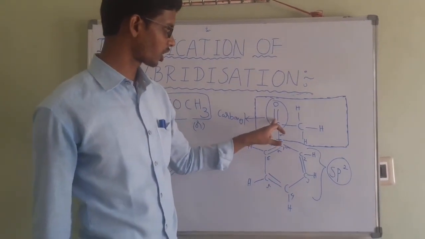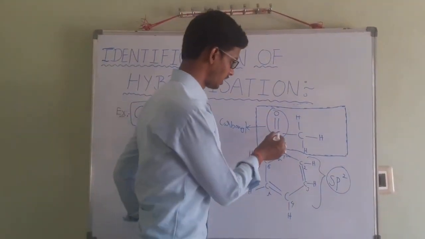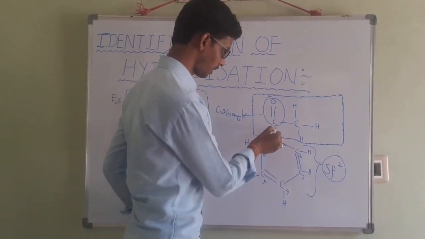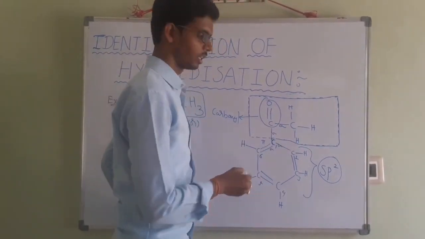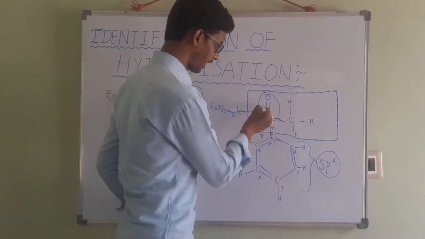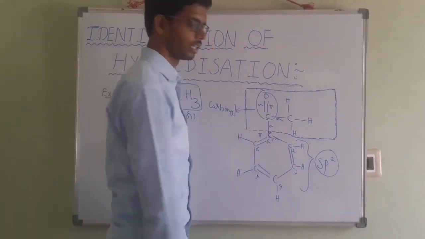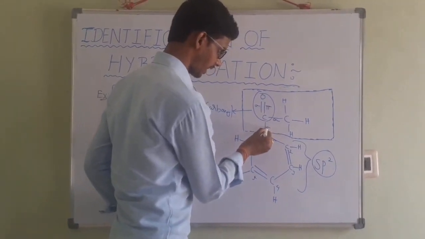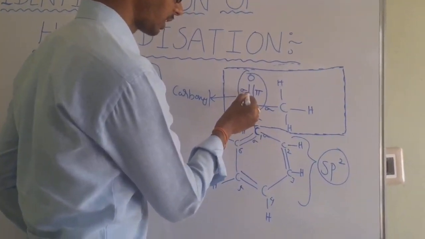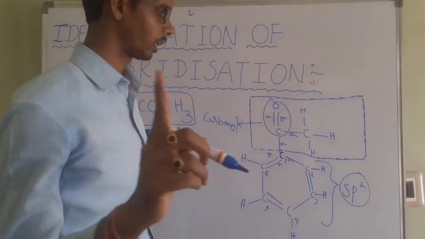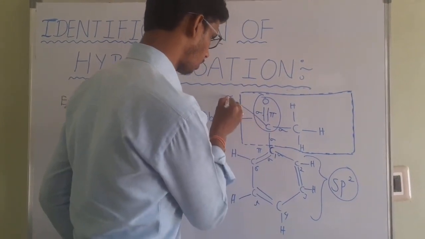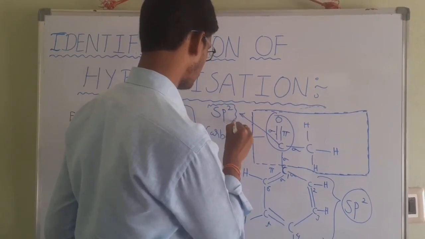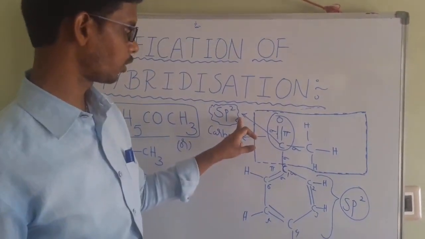Next, what about this functional group carbon? On one side it has C double bond O. Next, this is a sigma bond, and this is also a sigma bond. This C double bond O has 1 sigma and 1 pi. Let us count them in total: 1 sigma bond, second sigma bond, third, so 3 sigma bonds and 1 pi bond only. That's why it belongs to sp2 hybridization.